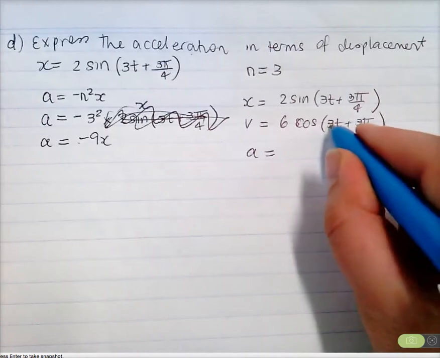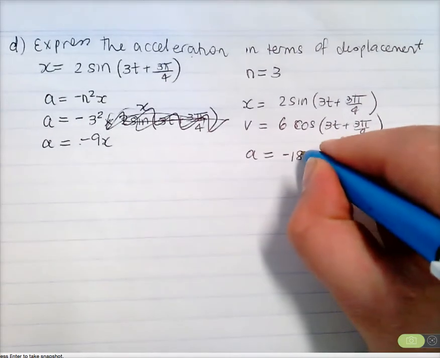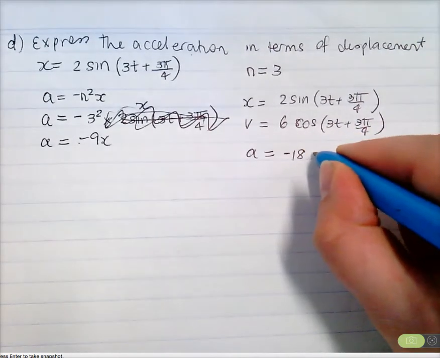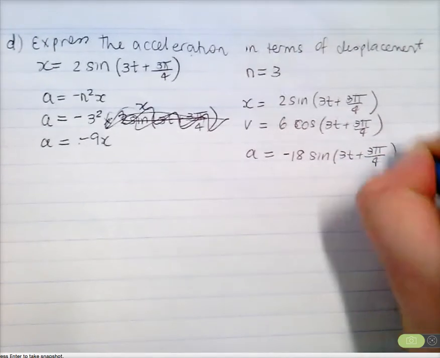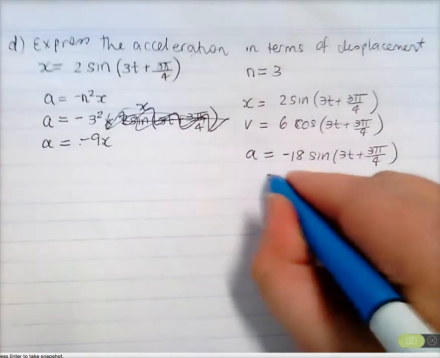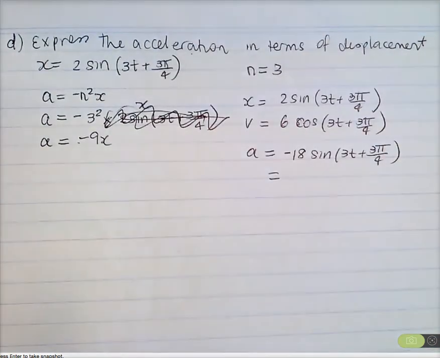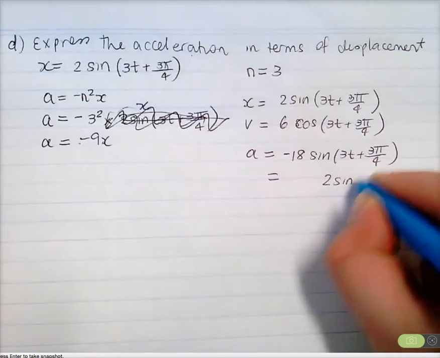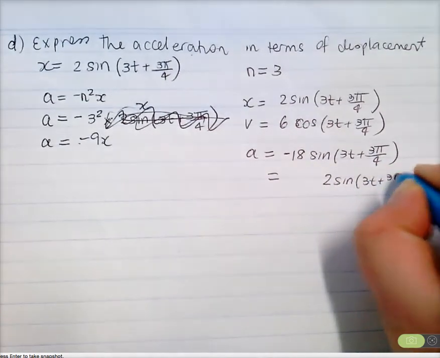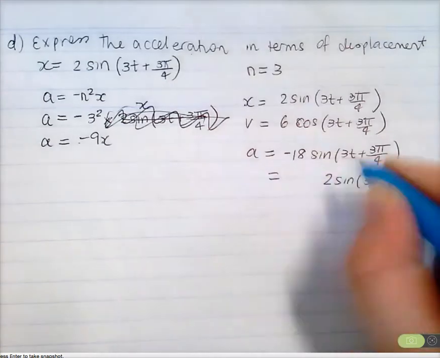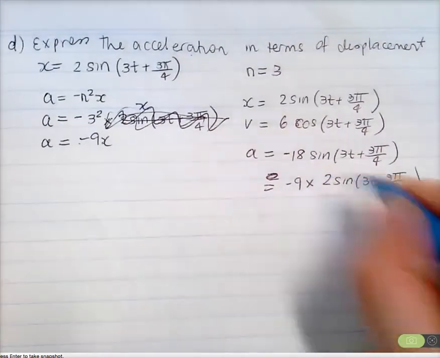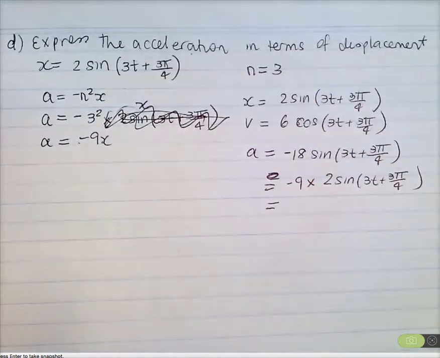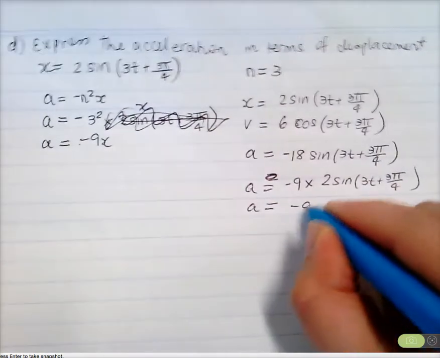Sine 3t times 3, so it's -18, isn't it? Sine 3t plus 3 pi on 4. We'll just do it. Now, how do I make that look like the x thing? What do I do? Do you remember? I need the 2 sine 3t plus 3 pi on 4, and I change what the 18 looks like, and I make it -9 times that. Got it? So acceleration is -9x.